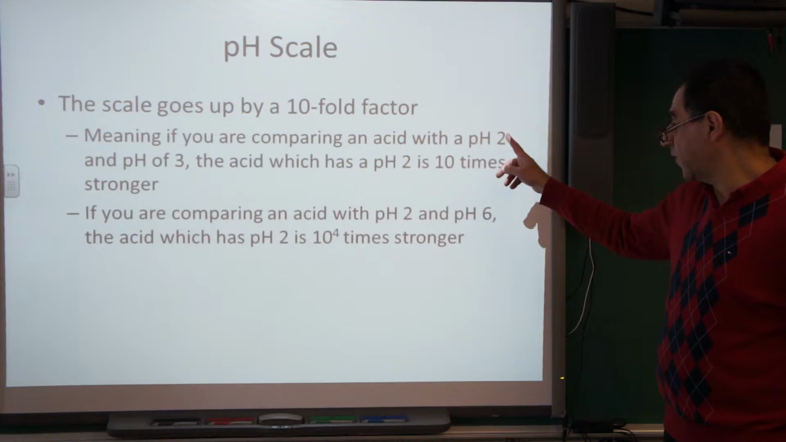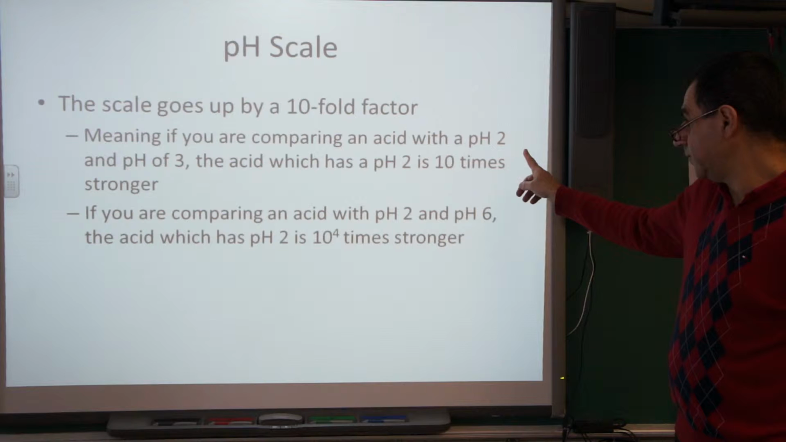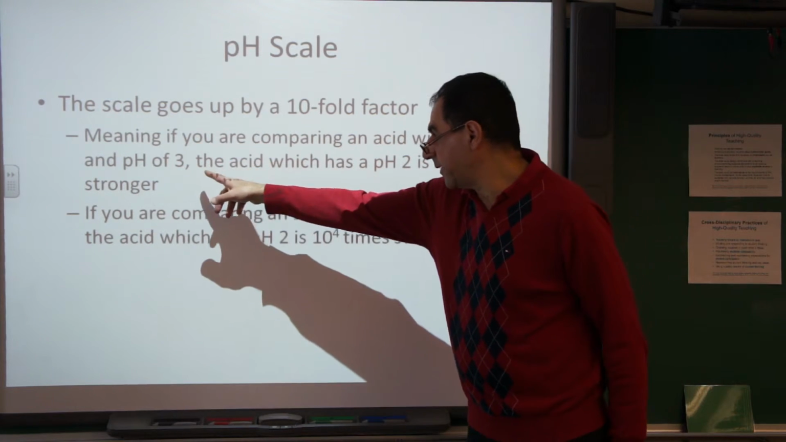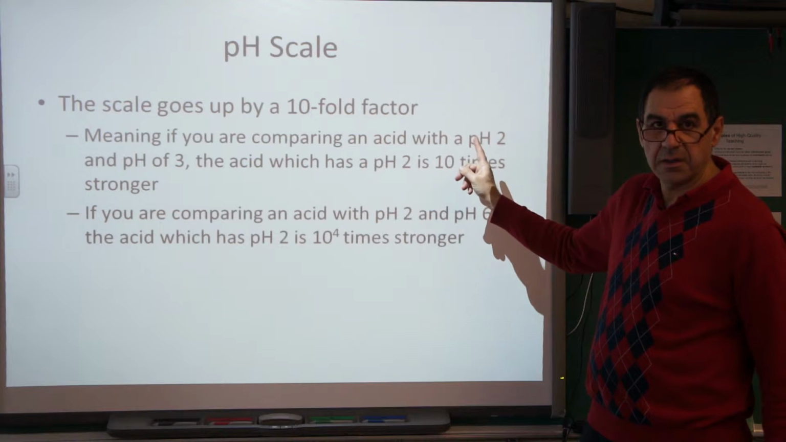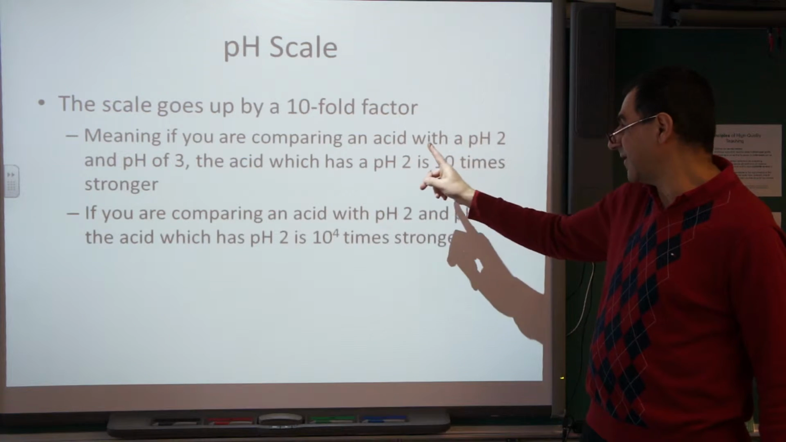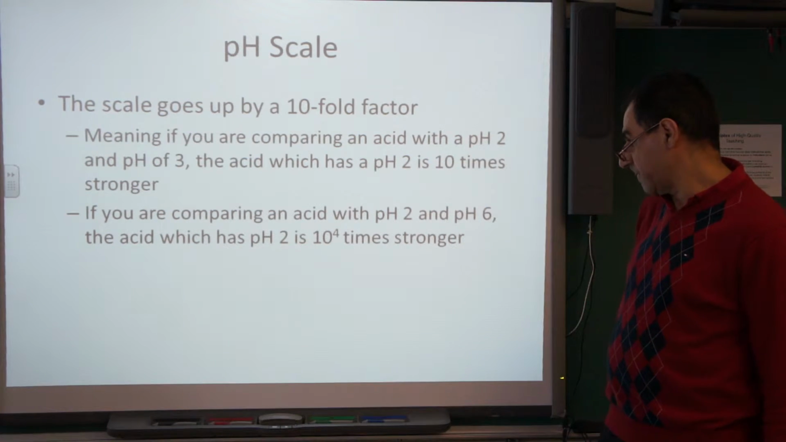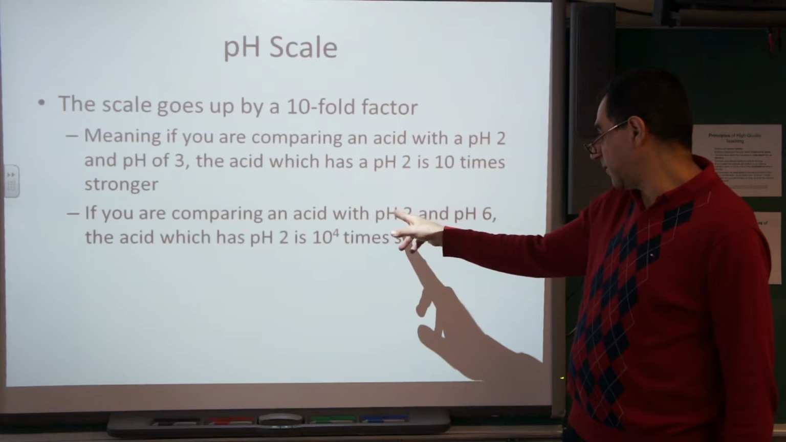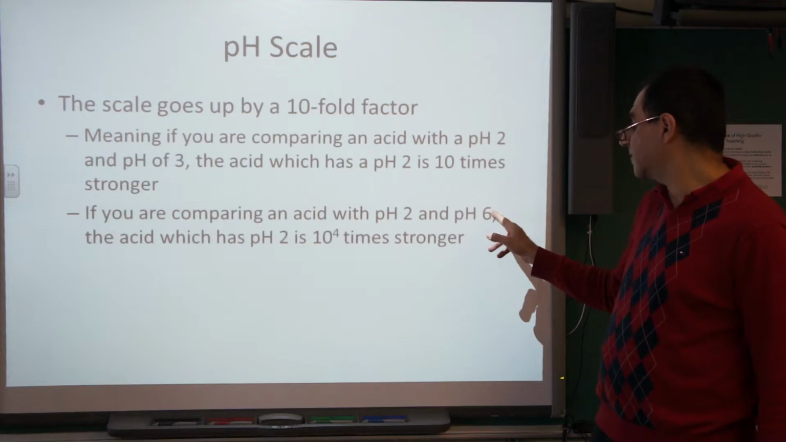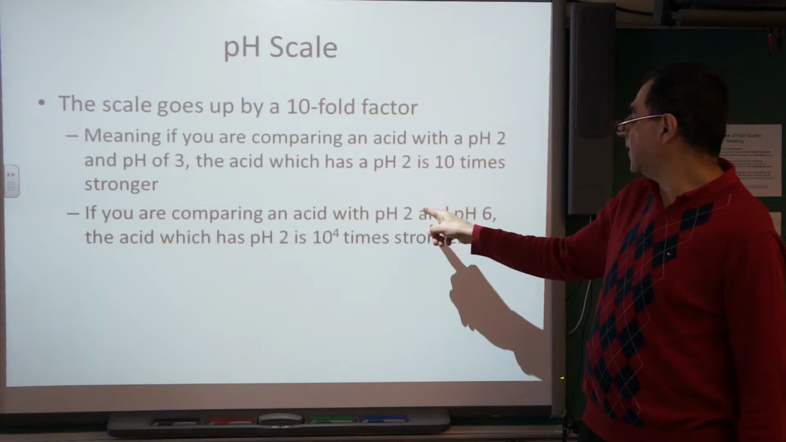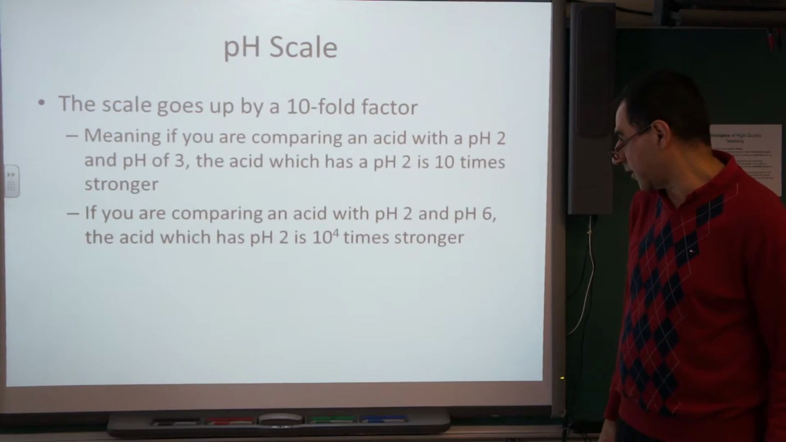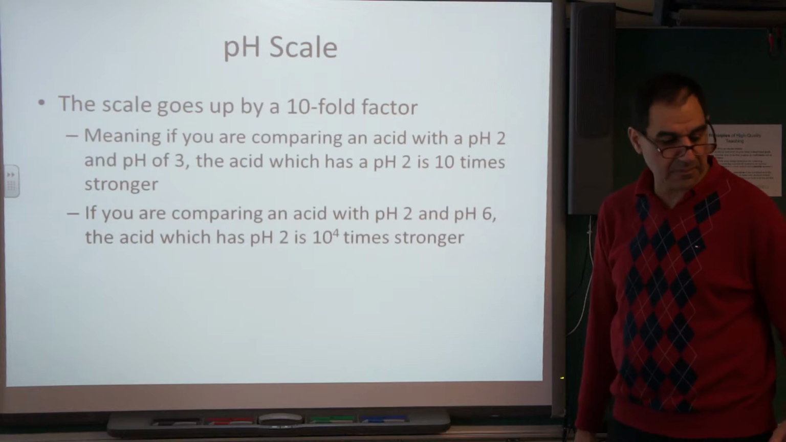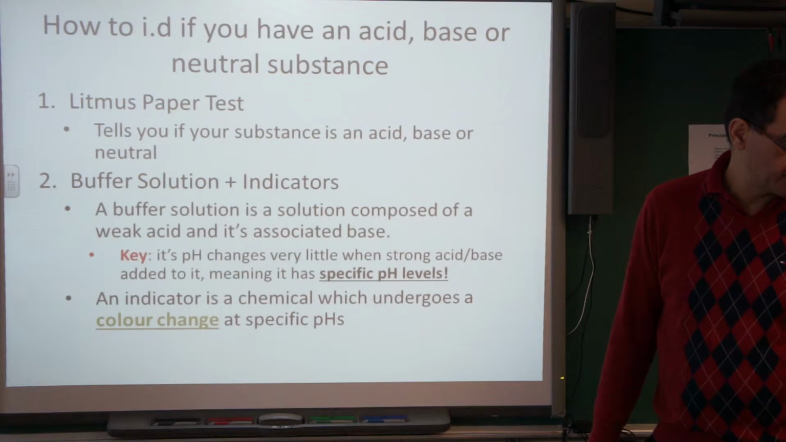For example, if we go from a pH of 2 and we compare that to a pH of 3, the pH of 2 is 10 times stronger, or the substance is 10 times more acidic than a pH of 3. When I'm comparing an acid with a pH of 2 with a pH of 6, the acid with a pH of 2 is 10 to the 4th times, or 10,000 times stronger than the substance with a pH of 6.